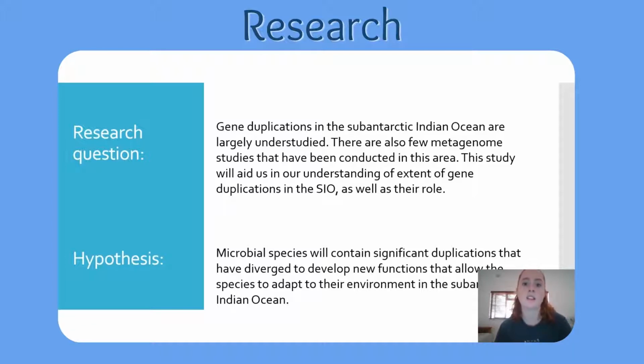This study will aid us in our understanding of the extent of gene duplications in the subantarctic Indian Ocean microbial communities, as well as their role in the adaptation of these microbes to the extreme environments they face here. I hypothesize that microbial species will contain significant duplications that have diverged to develop new functions that allow the species to adapt to the environment here, since gene duplications act as a source of genetic innovation.